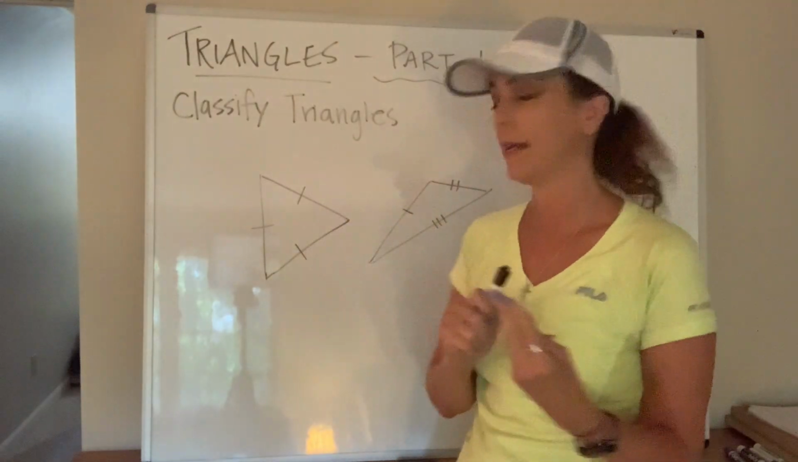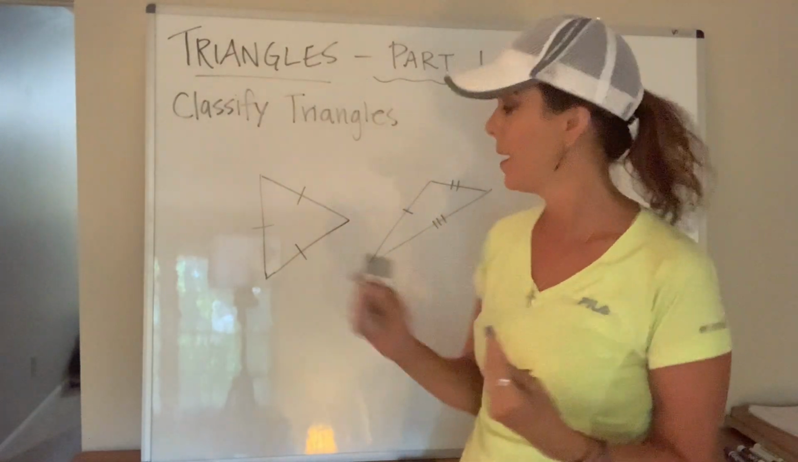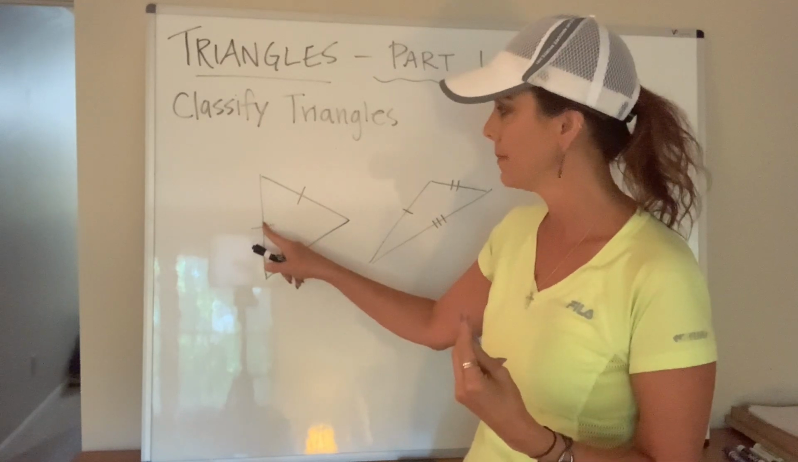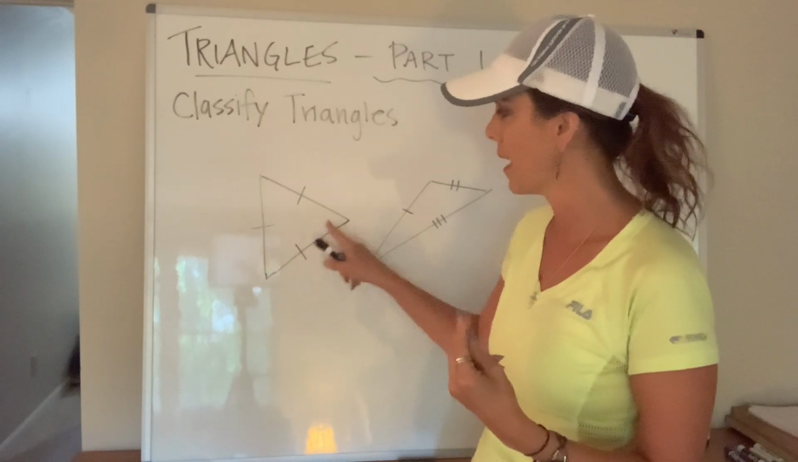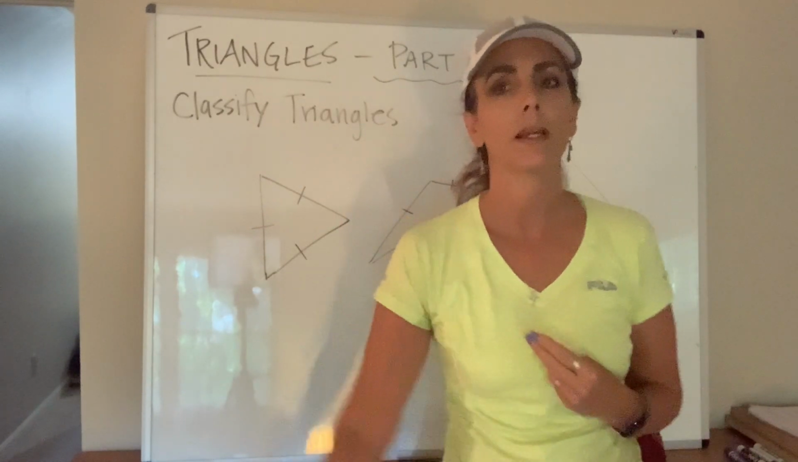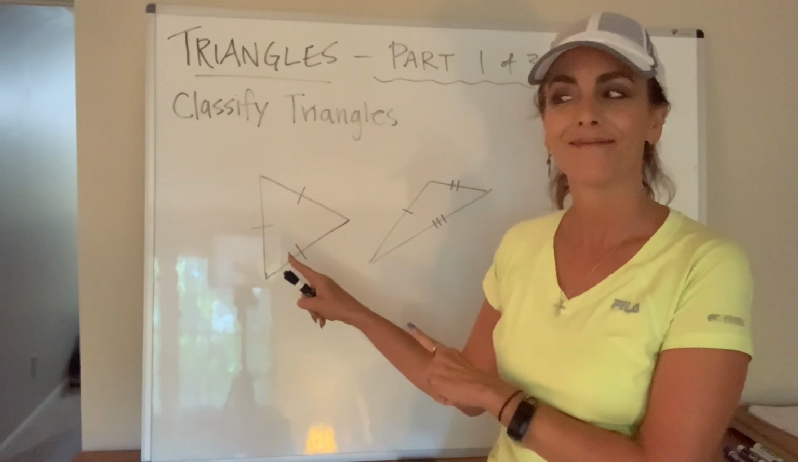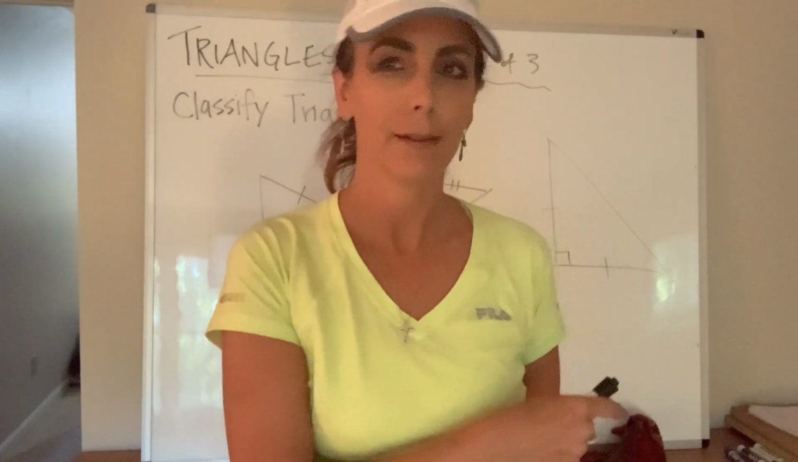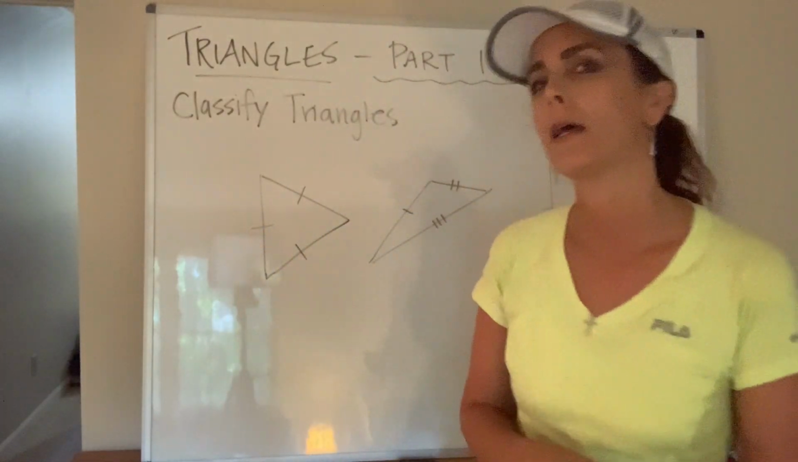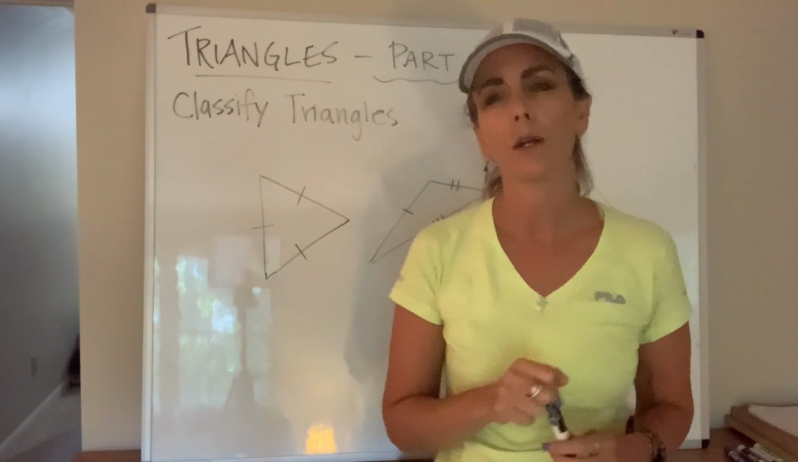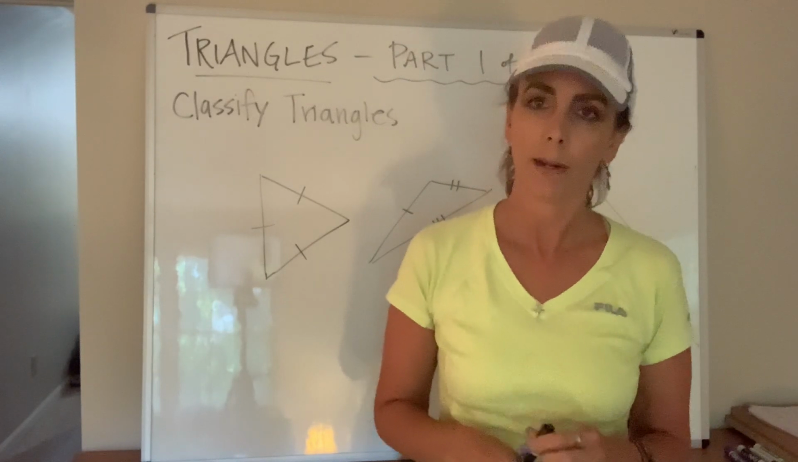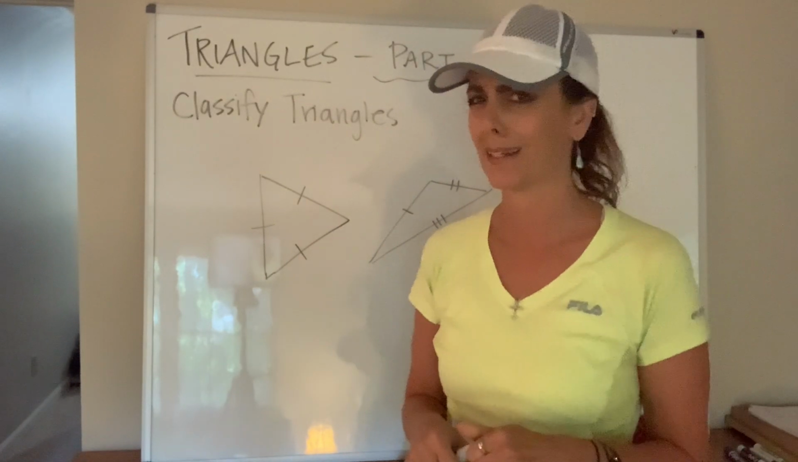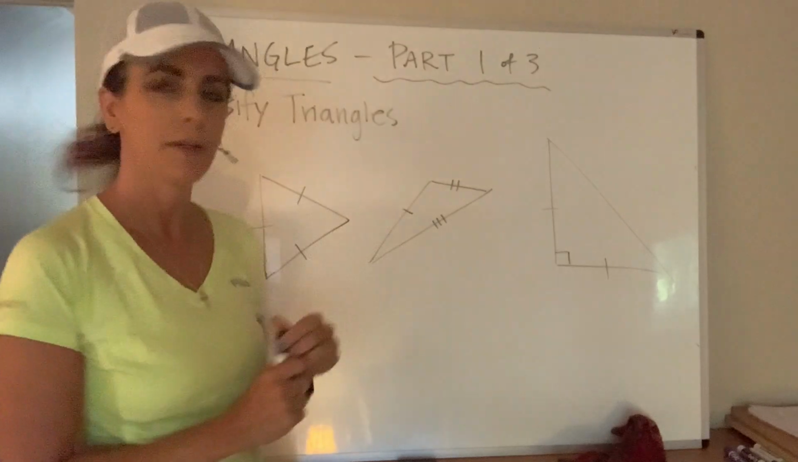In this case, we have three congruent sides, and we know that all of these angles are less than 90 degrees. So we can call that an acute equilateral triangle. We can also call it an equiangular equilateral triangle, because it is true, all equilateral triangles are also equiangular. Does that make sense, right?